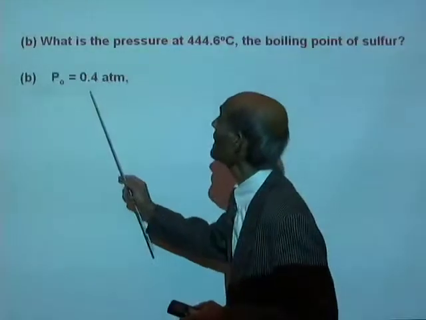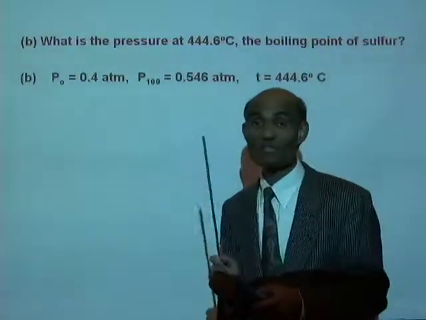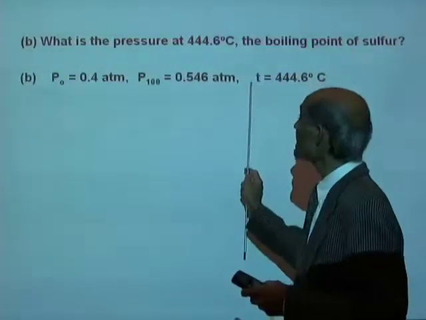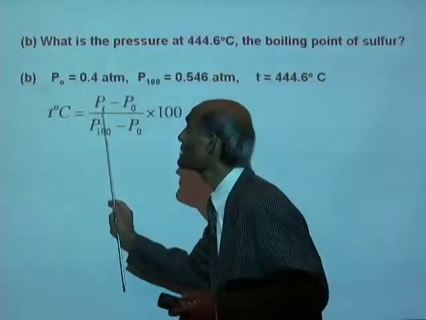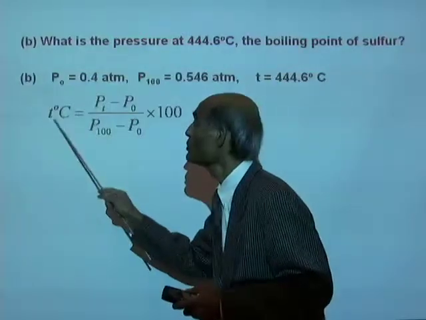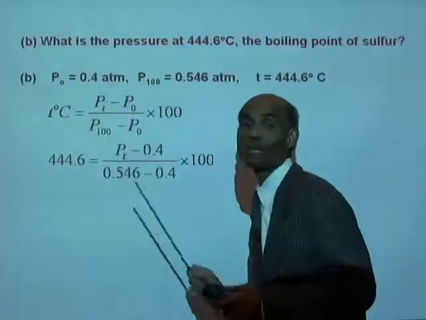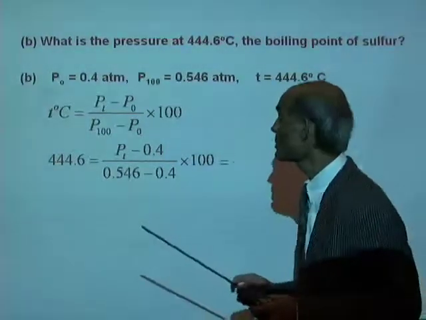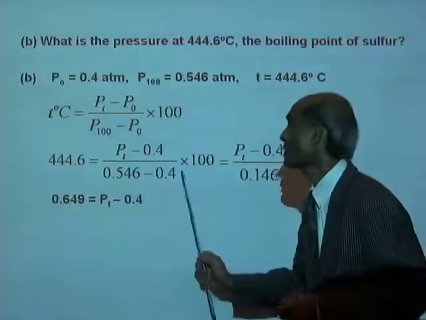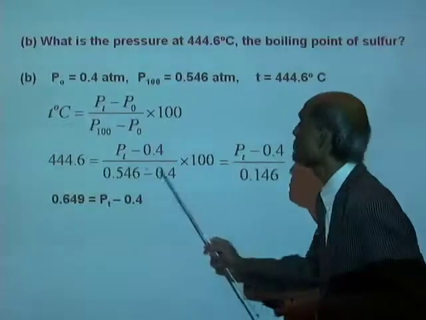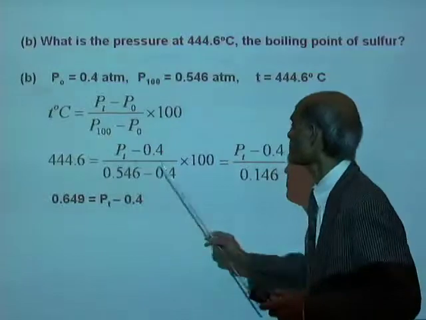Well, again, we have P0, P100, and now the temperature in degrees Celsius. We need to find the pressure corresponding to that temperature. That means we need to find P sub T. So use all the given values and solve for P sub T. Again, I'm going to leave that for you. Apparently I have done it for you. P sub T minus 0.4, this quantity is 0.146, and then cross multiply.